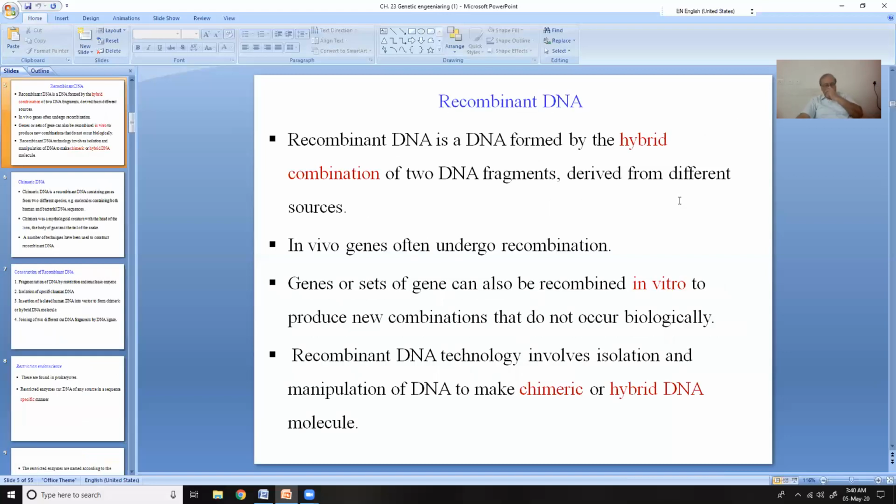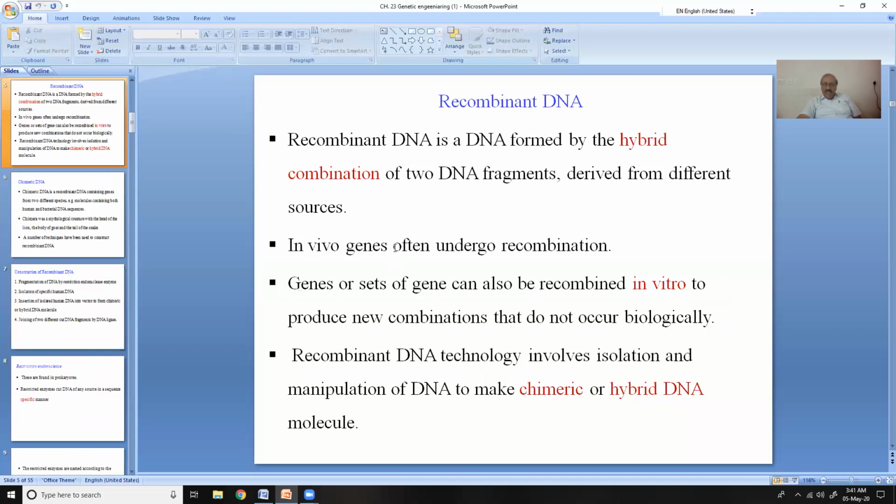Come to the recombinant DNA. Okay. Since we will be dealing with recombinant DNA technology, it is recombinant DNA. Recombinant DNA is a DNA formed by the hybrid combination of two DNA fragments derived from different sources. Understand? Recombinant DNA is a DNA formed by the hybrid combination of two DNA fragments derived from different sources.